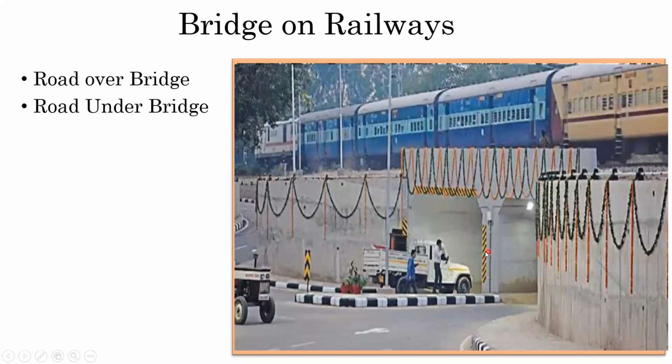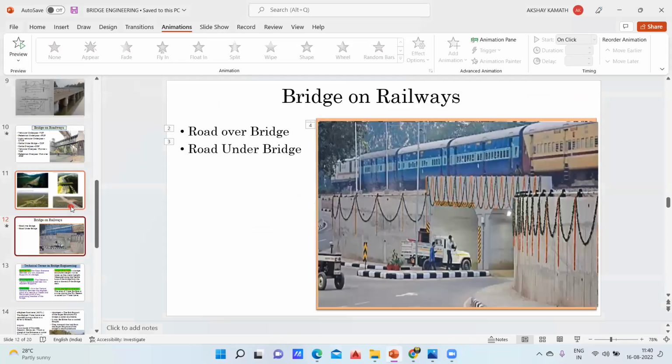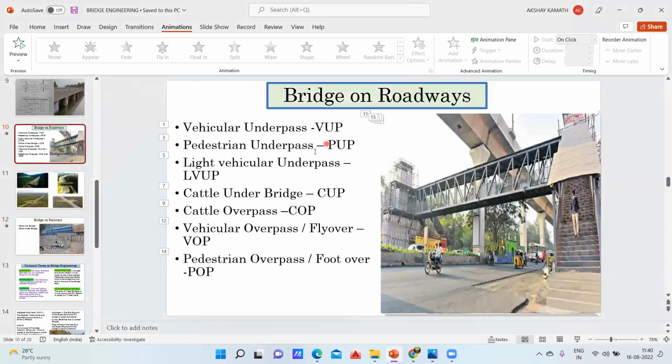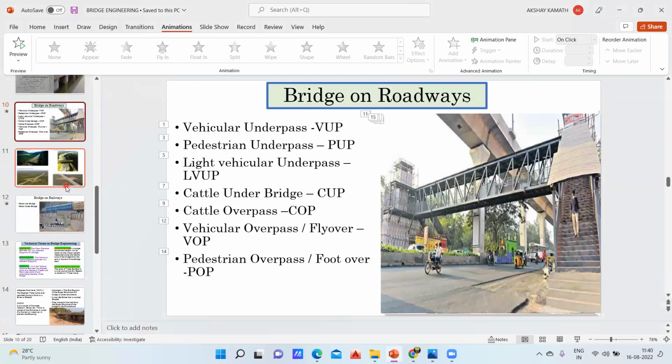So these were the different types of bridges that we have seen. We understood the bridges on the railways. We understood the bridges on the roadways. We understood what is a vehicular underpass, the pedestrian underpass, cattle underbridge, cattle overbridge, and all those things. So in the next lecture, we'll try to see different terms in the bridges so that we get a complete idea about the different technical terms.